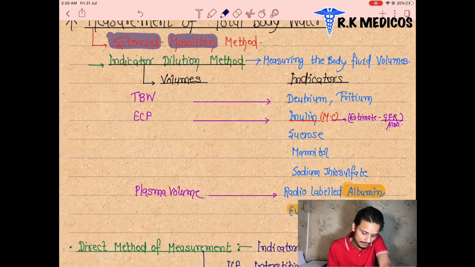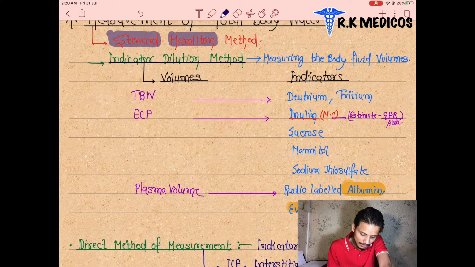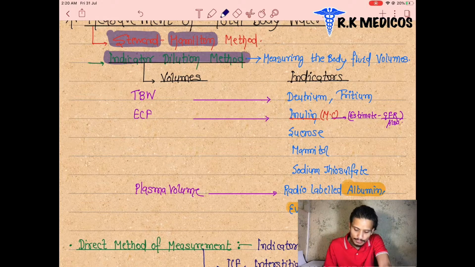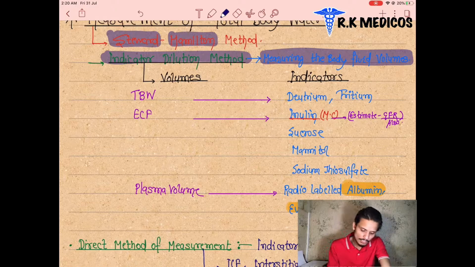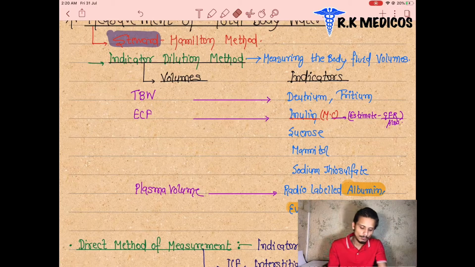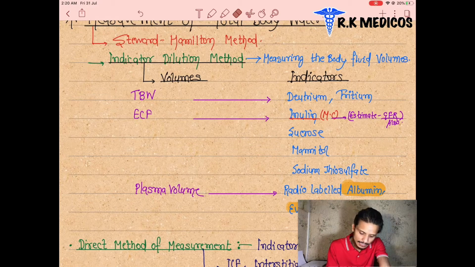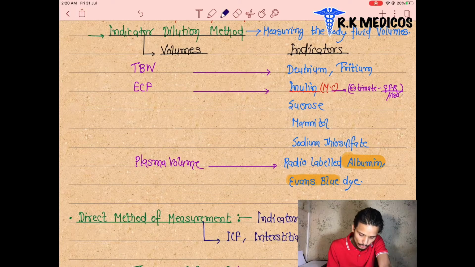They proposed a method called the indicator dilution method. What is the indicator dilution method? It is the measuring of body fluid volumes. The water or fluid present inside our body in volume is measured by the simple dilution method, and specifically the indicator dilution method. We are going to indicate the amount of body fluids present in our body, and we calculate these volumes using different indicators.